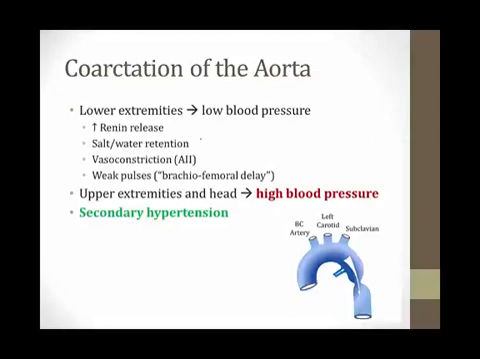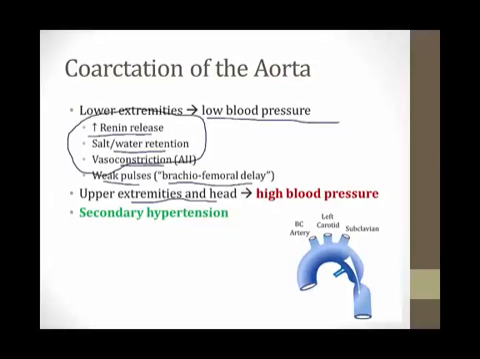In this type of coarctation of the aorta, the lower extremities have low blood pressure. This can lead to renin release from the kidneys and salt and water retention and vasoconstriction via angiotensin II. It can also lead to weaker pulses in the lower extremities. This is sometimes called brachiofemoral delay. Basically, if you feel the brachial pulse and the femoral pulse at the same time, there will be a delay between when you feel the brachial pulse and when you feel the femoral pulse. In the upper extremities and head, however, because of these phenomena I described right here, the renin release, the salt and water retention, and the vasoconstriction, there will be high blood pressure. And for that reason, coarctation is one of several causes of secondary hypertension.